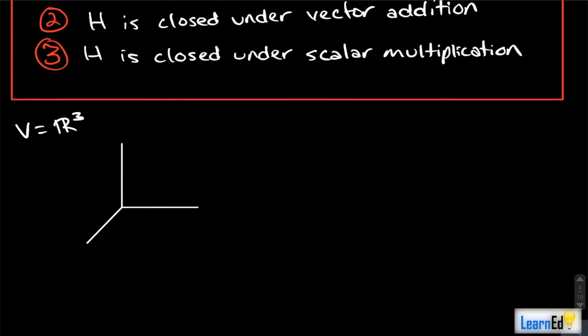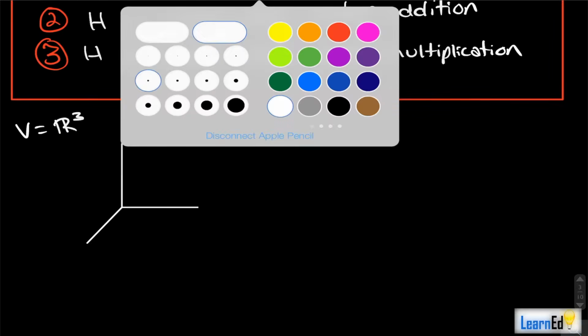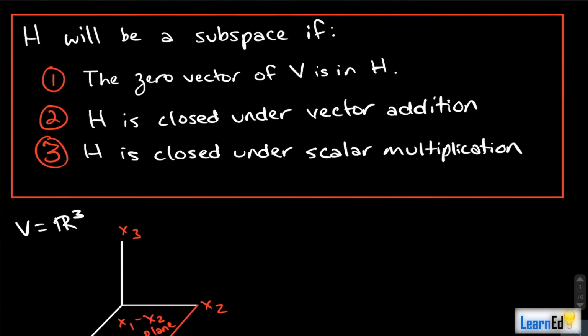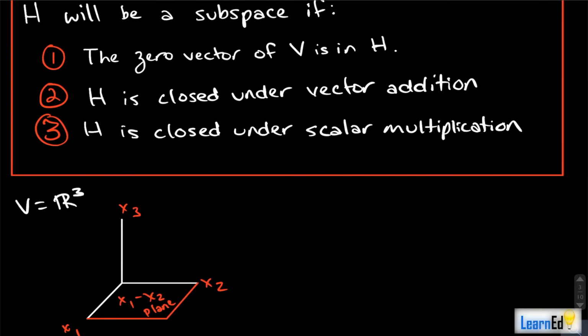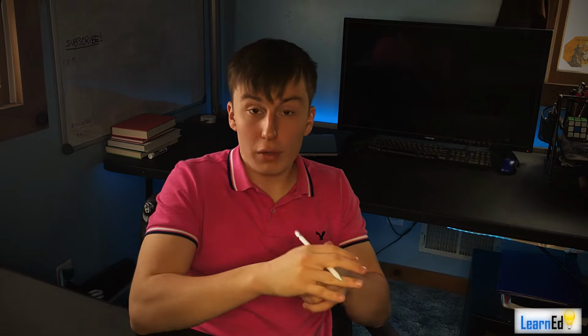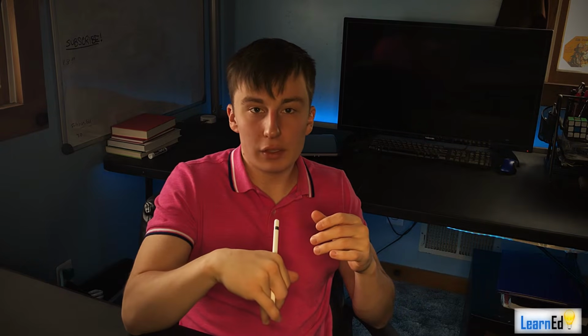So we have this vector space R3. What is a subspace of R3? Well, if we label our axes as x1, x2, x3, the x1, x2 plane qualifies as a subspace. And why is this a subspace? Well, basically, the x1, x2 plane is a subspace because the zero vector of R3 is in the x1, x2 plane.